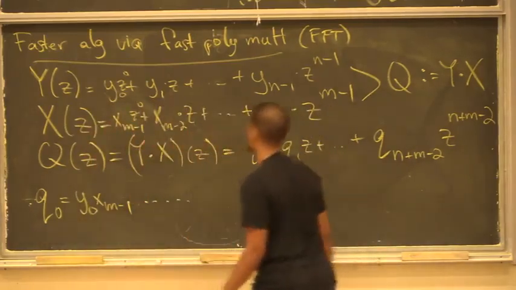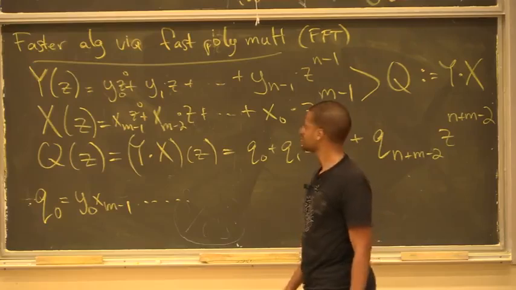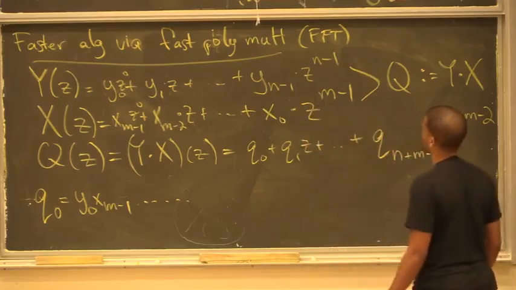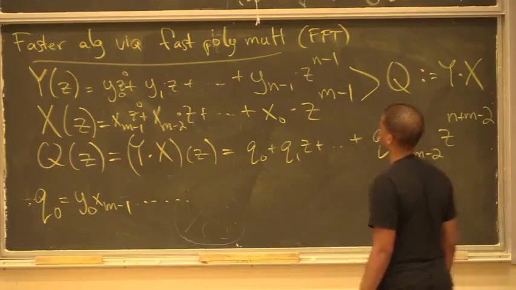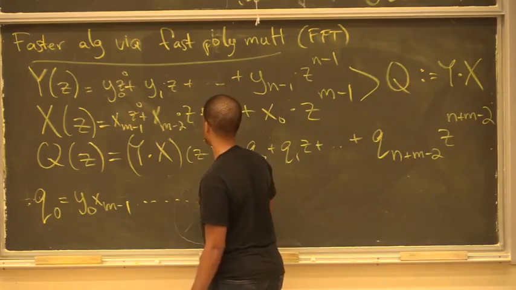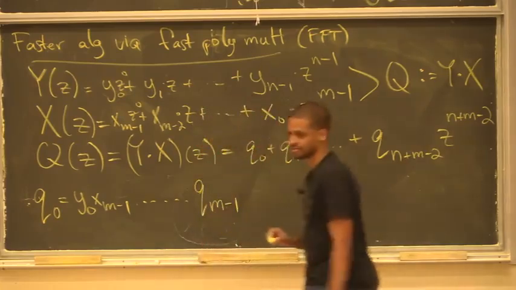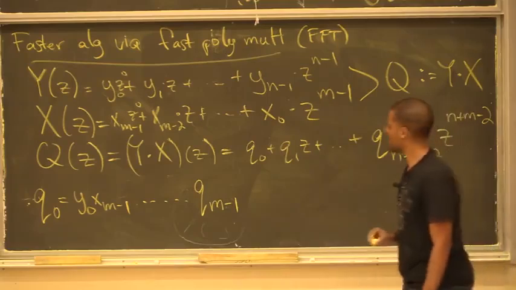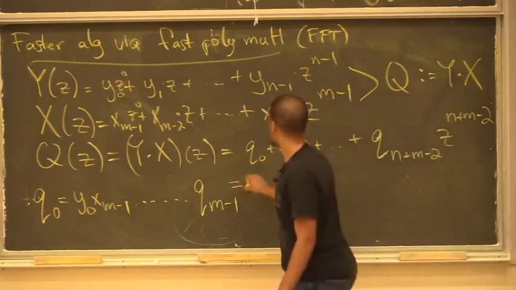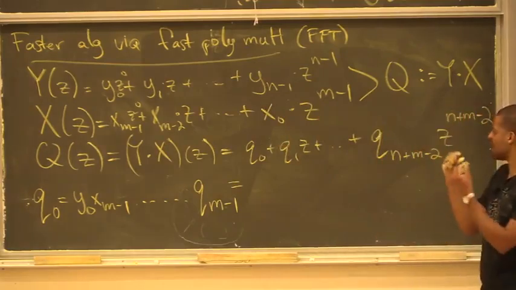Let's fast forward to, question? No. Let's fast forward to, I guess, q_{m-1}. So now we have to add in the products of all coefficients corresponding to monomials where the exponents add to m minus 1.